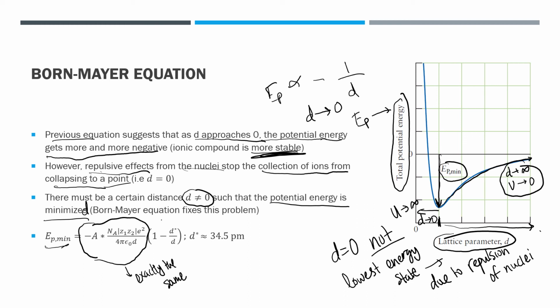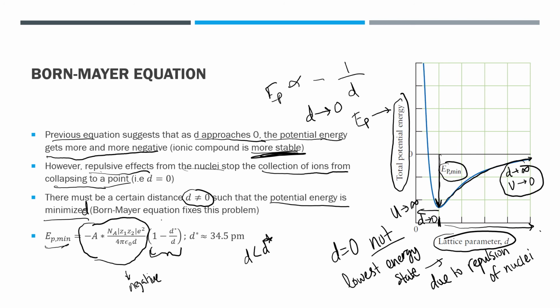We have our Madelung constant, we have our Z1, Z2, e squared, and we have our Avogadro's number, and we have it inversely proportional to D. But again, you see here that there's another factor, 1 minus D star over D. So let's see what exactly this does in relation to our potential energy. If D is less than D star, what happens? So first, when we look at the left part of this equation that we said was the same, we have to note that this is always negative.